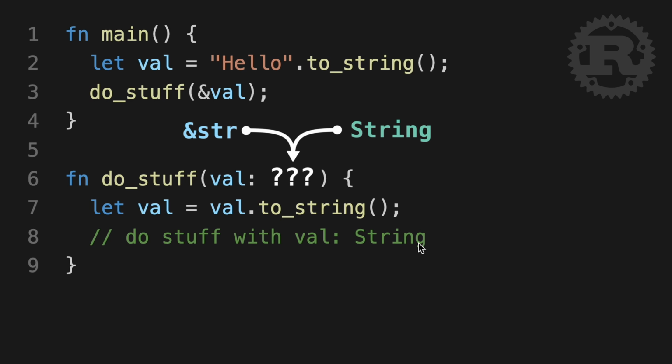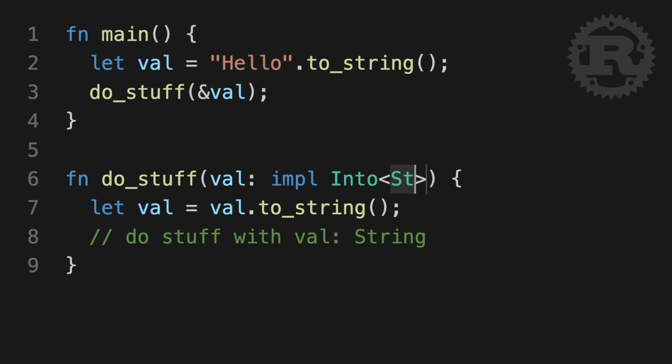And the pattern is relatively simple. Rather than have a reference of str, now we're going to say that our var implements the Into<String> trait. Now rather than to_string, we're going to have into. And because of the Into<String>, that will get our string back.